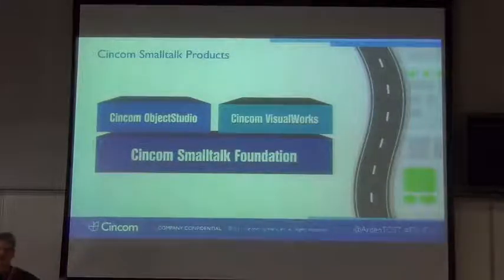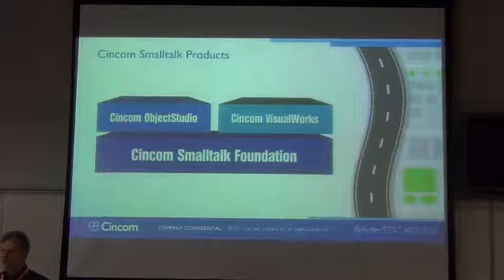Both of our products use the same foundation. So most of the work that we do, we try to put into the foundation, and it benefits both products immediately. So we get more bang for the buck and more benefit for ourselves and for our customers by investing in the foundation.